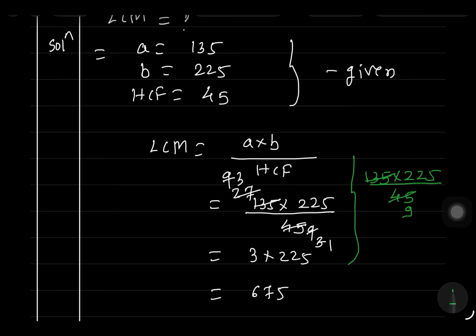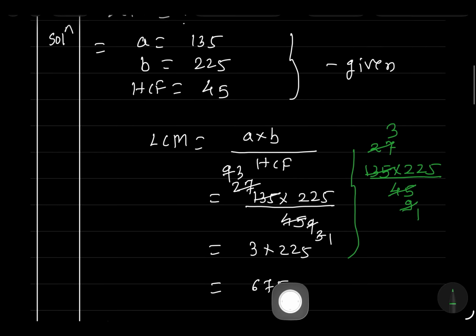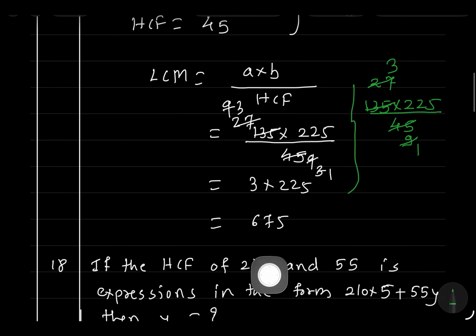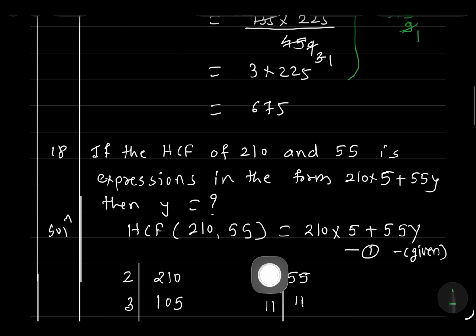Again, if you divide this number by 5, 5 2s are 10, 3 will remain, that is 27. So 9 3s are 27. So what will remain? 3 into 25. So 3 into 25, if you multiply, you will get 675. So the LCM of the given two numbers is 675.